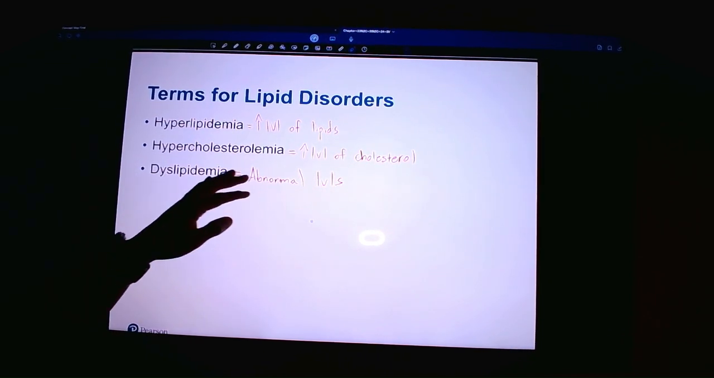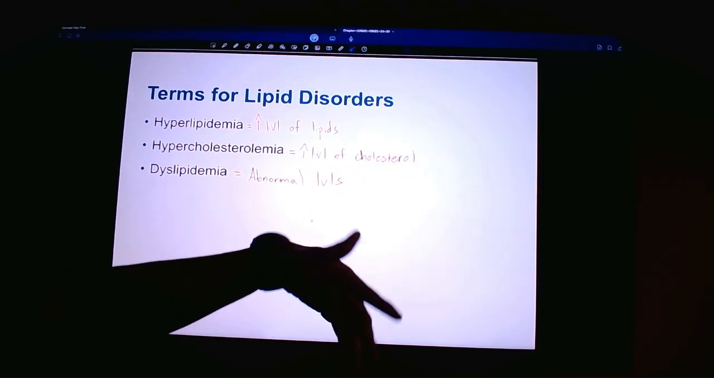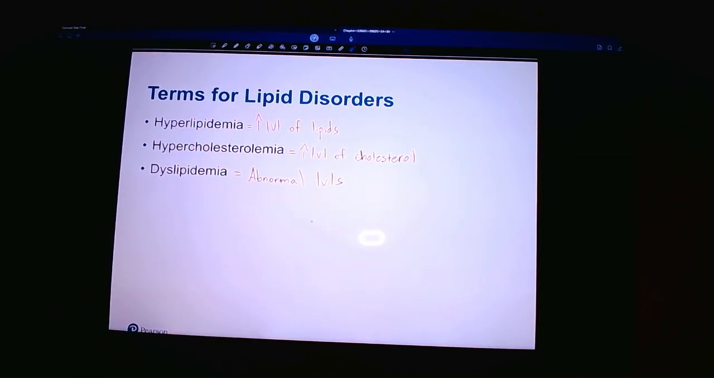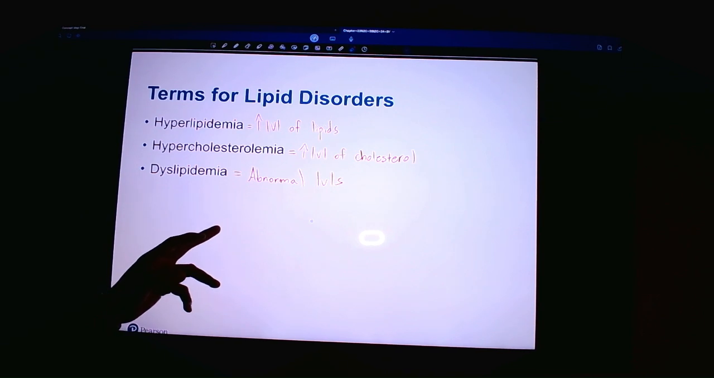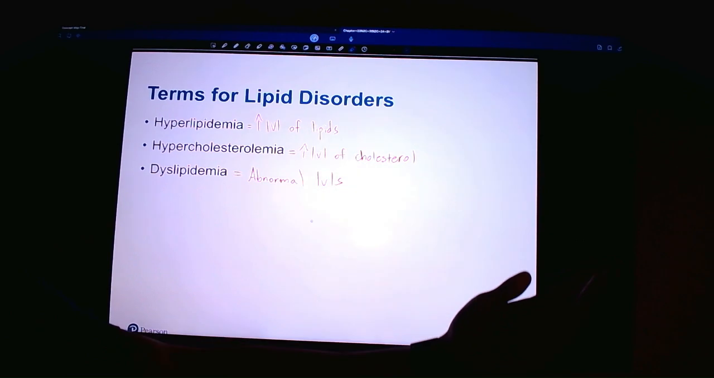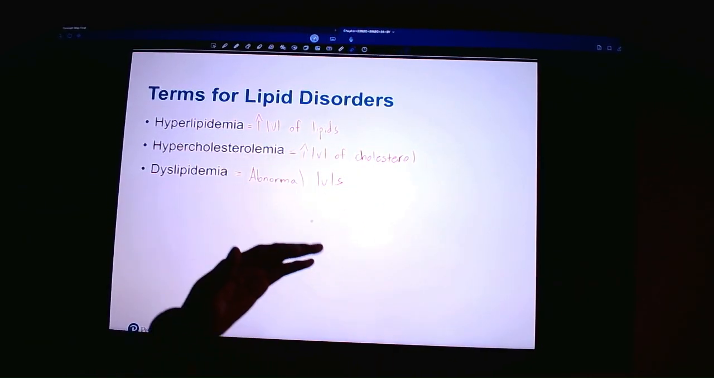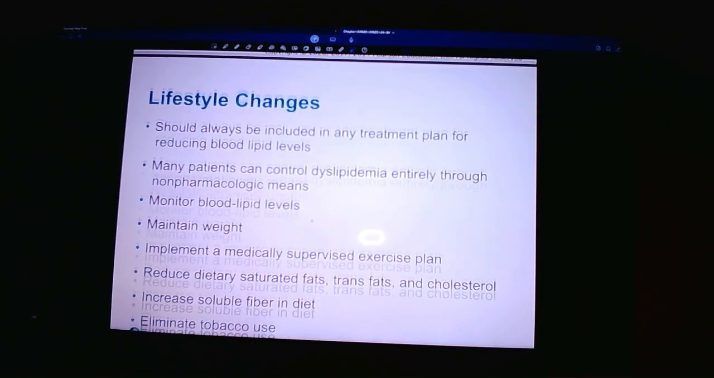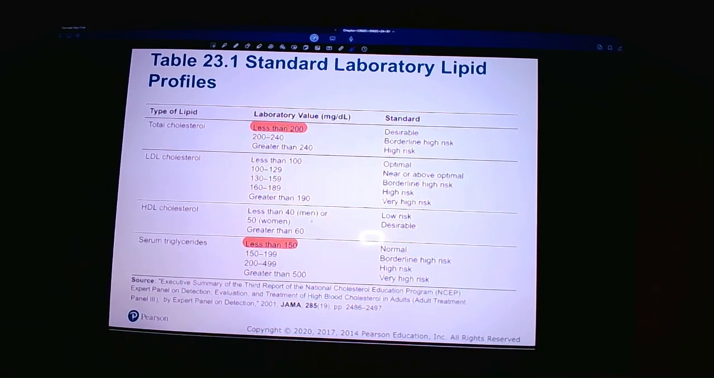Hypercholesterolemia is more specific, talking about high levels of cholesterol, right? A dyslipidemia is just abnormal levels. It could be too low, it could be very high. That's abnormal, right? Because we have our normal range. We talked about our normal range, right? We said these are our normal ranges.